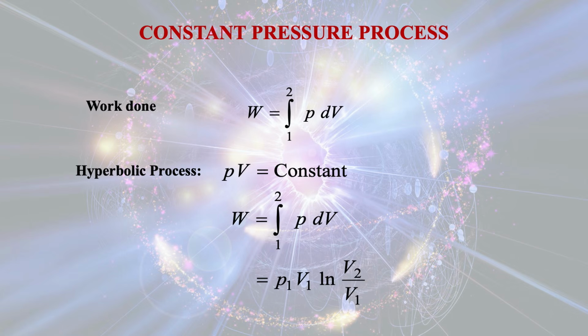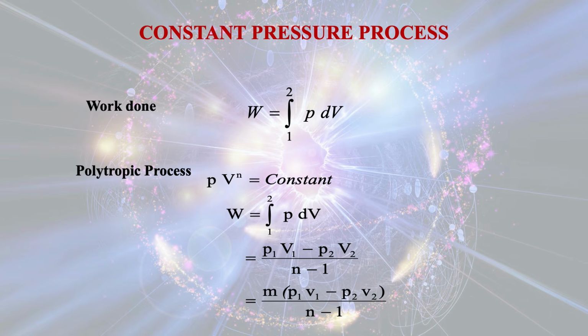Next is the hyperbolic process, which is expressed as PV equal to constant. We can also say it is an isothermal process, where temperature is constant. So how do we calculate the work done for a hyperbolic or isothermal process when PV is equal to constant? If PV is constant, then pressure is equal to constant divided by volume. If you put this value of P in the main expression, W will be equal to the integral from 1 to 2 of constant by V dV, and the integral of dV by V is nothing but ln V2 by V1. So the final expression we get is P1 V1 ln(V2/V1), where V2 is the final volume and V1 is the initial volume. This is the expression for the work done for the hyperbolic process where temperature remains constant.